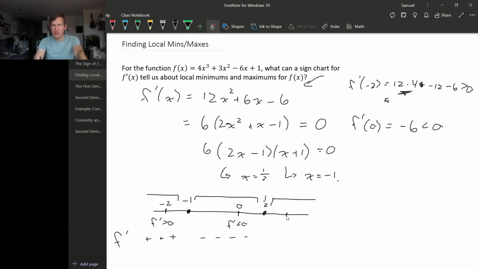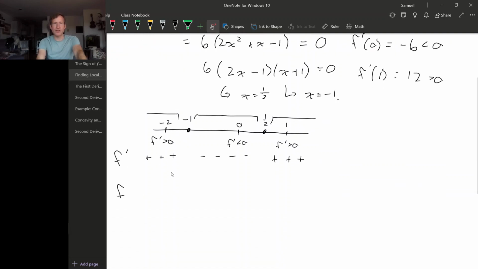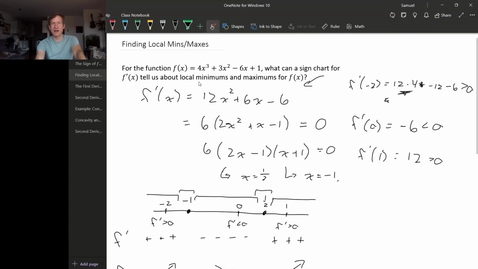And now let's do, how about 1? F prime of 1 is, looks like it's going to be 12 plus 6 is 18 minus 6, 12. And that's positive. So on this interval, f prime is positive again. So we know that f itself is increasing on this interval, decreasing on this interval, and increasing on this interval. Well, at minus 1 and at 1/2, remember our goal here is to figure things out about local minimums and local maximums.